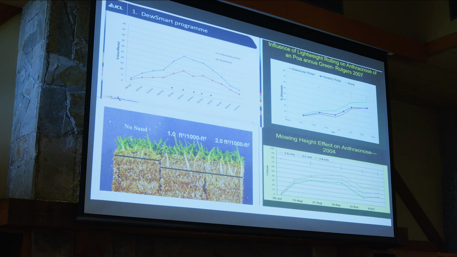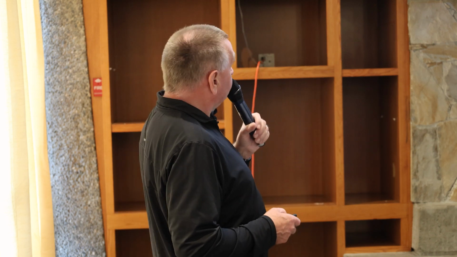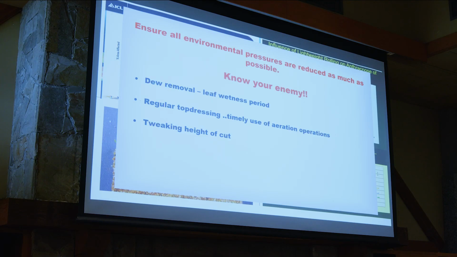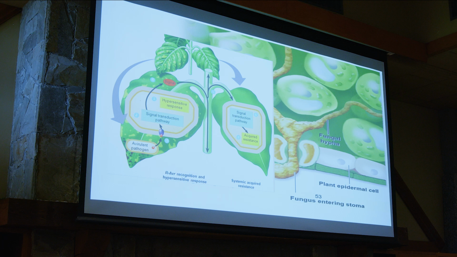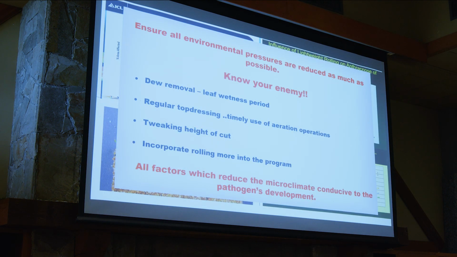Okay. So that's just looking at the growth environment and a few cultural practices that we all carry out on our grasses. And you can see by combining them all together, you're going to get some reduction. You're not going to fully control diseases, but it's going to help. And if you do have a fungicide program in place, that's going to enhance it as well. So leaf wetness, know your enemy, know what it likes and try and influence those areas. Regular top dressing, tweaking your height of cut, rolling, and any factors that you can influence to affect the microclimate that whatever disease you're working with doesn't like. So that's how you can help to reduce them.